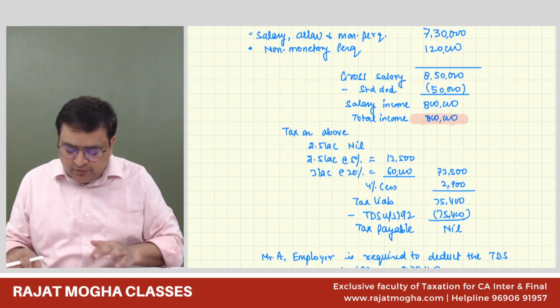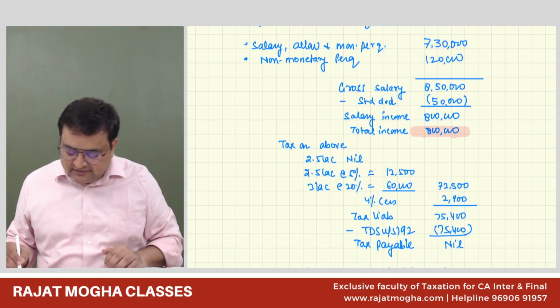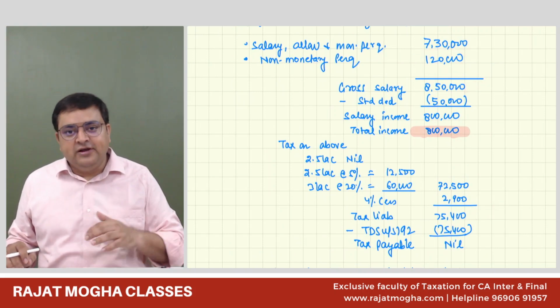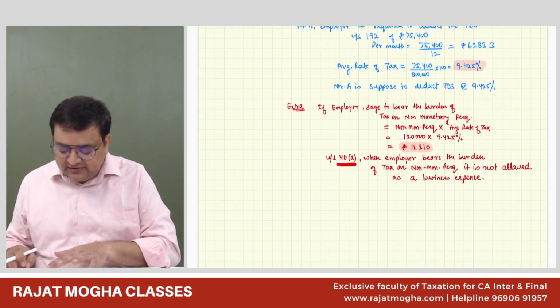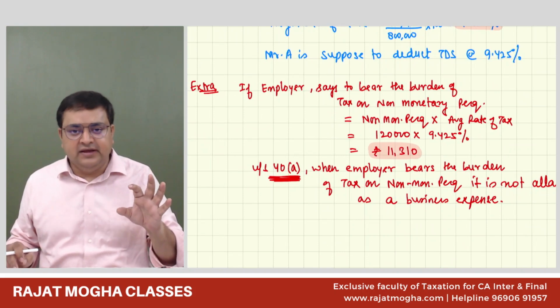See, we have included the non-monetary perquisites. This is my income, then this is my total income, and this is the tax. So if the employer says, okay, I will bear the burden of this tax on non-monetary perquisites, you bear it. It will not be allowed to you. That is the second thing.